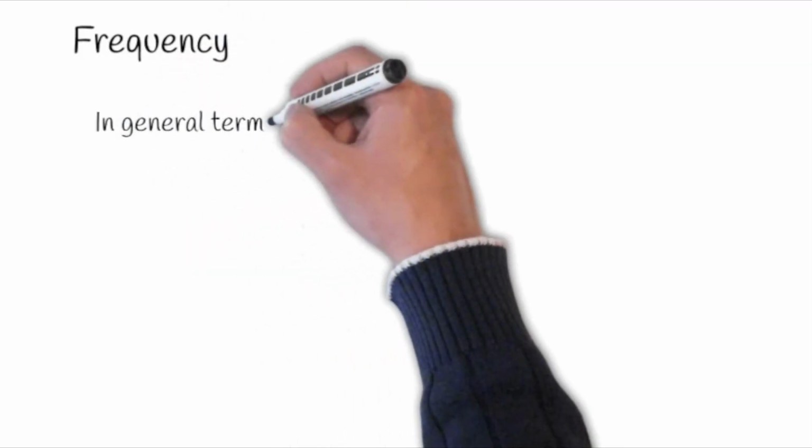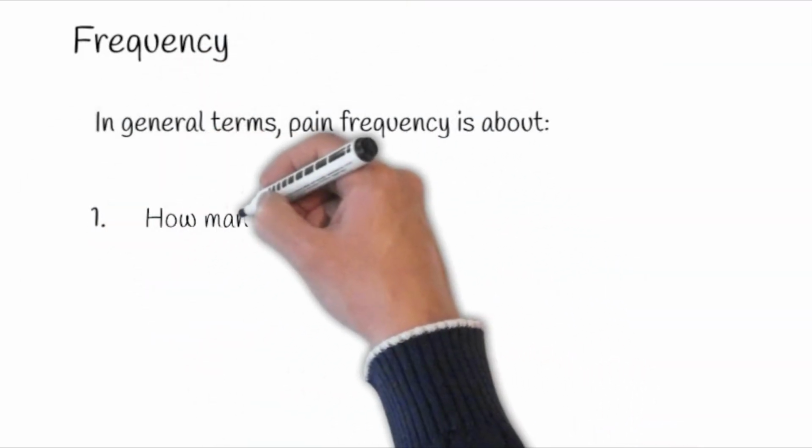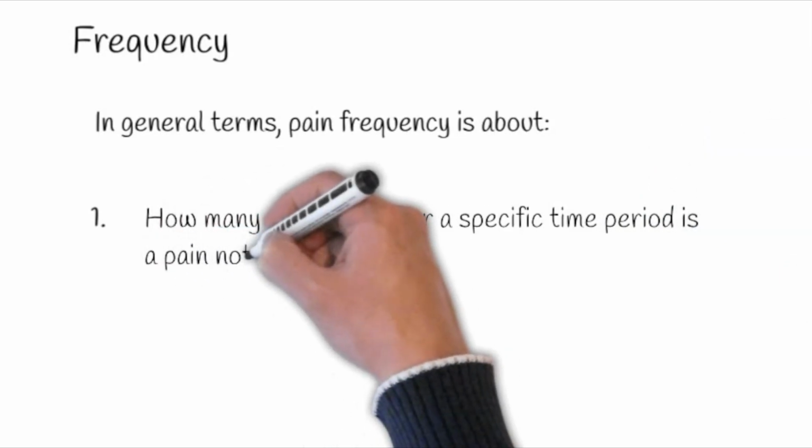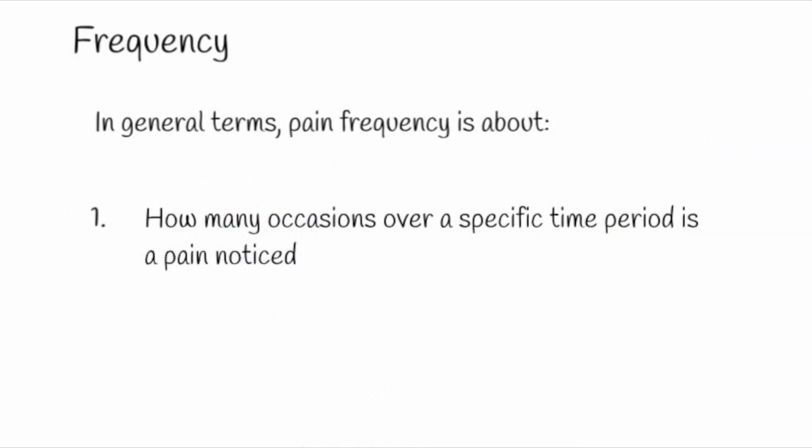Frequency relates to the number of times in a measured time frame that pain is noticed. Typically for conditions like trigger finger, this would be the number of times the pain was noticed over a 24-hour period when awake. However, for other conditions, say such as migraine headache, frequency could be the number of times a migraine headache occurred in a month.